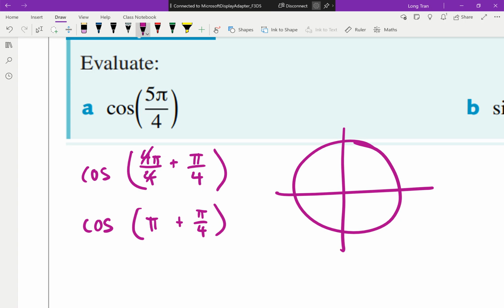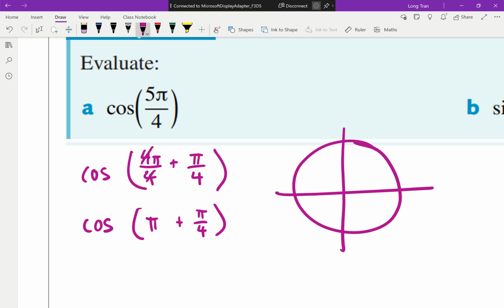So let's think about it. On the unit circle, where is pi right now? Right here. Very good. It's where the 0 point is. So here's 0. Pi is one full distance. That's half a circle. All the way is 2 pi. So I've done 1 pi, but they said plus an extra pi on 4.